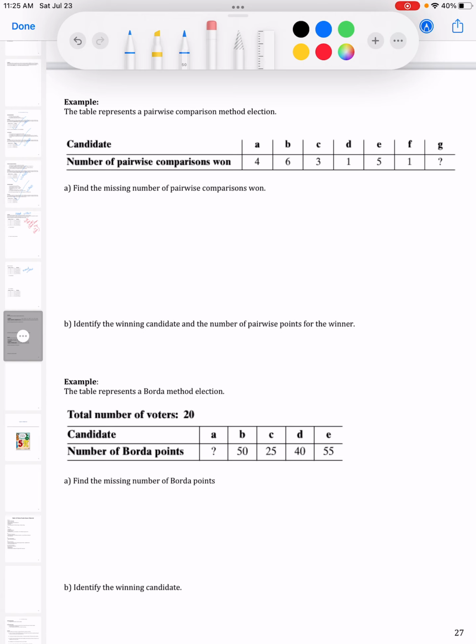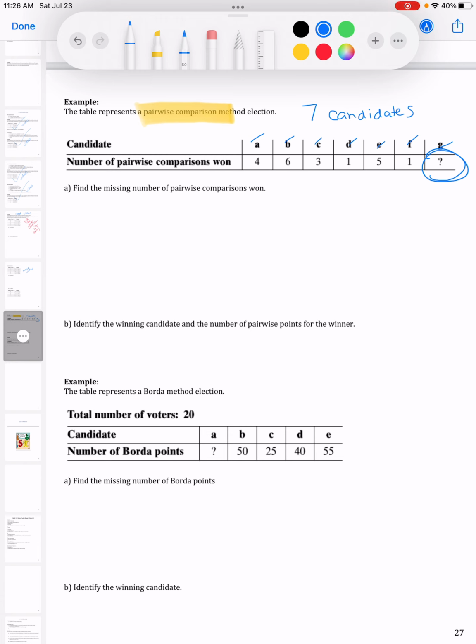So we'll start right up here. We're going to be dealing with the pairwise comparison. So in this one, we've got 1, 2, 3, 4, 5, 6, 7 candidates that are running for office. And I've told you how many pairwise points they won, except for this very last one. We need to figure out how many candidate G got.